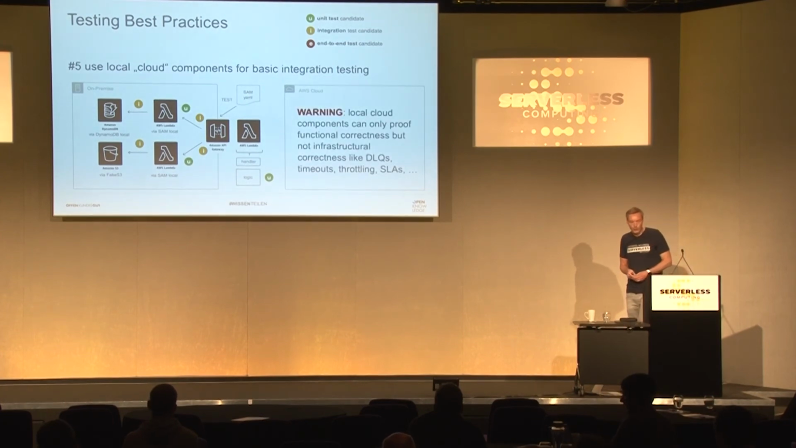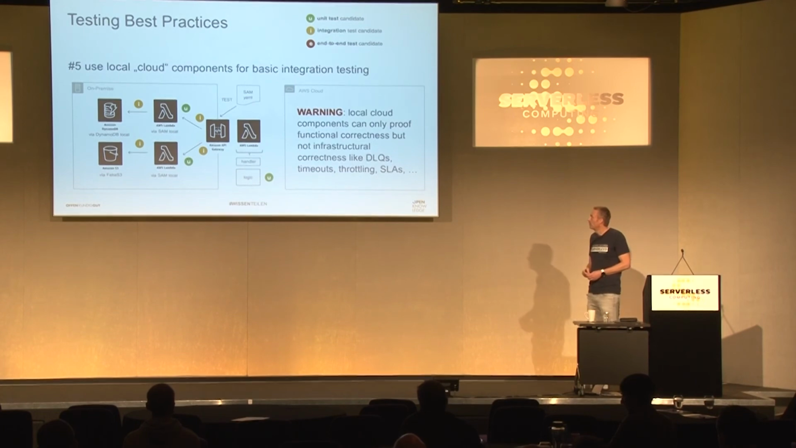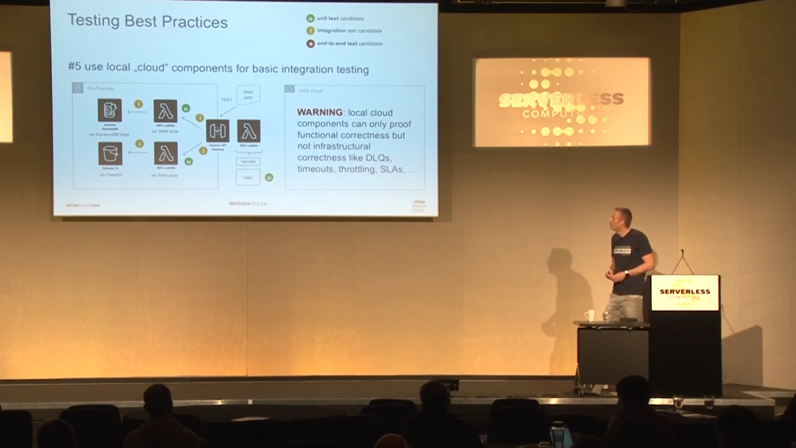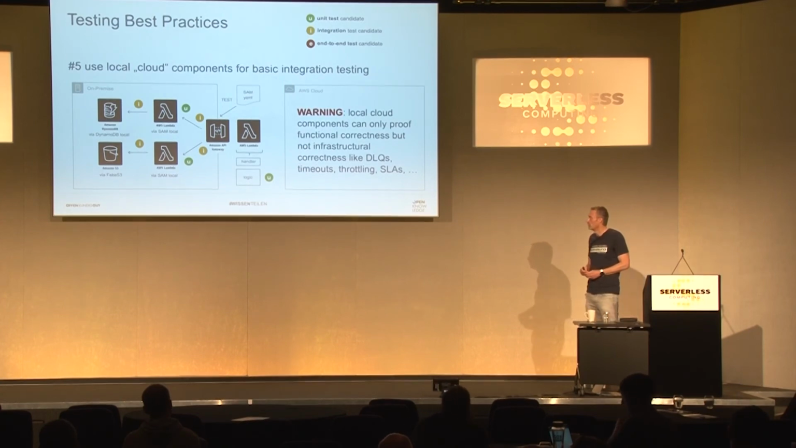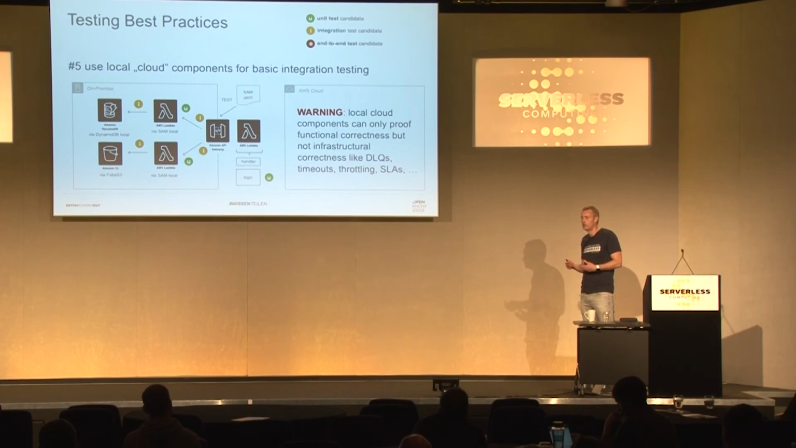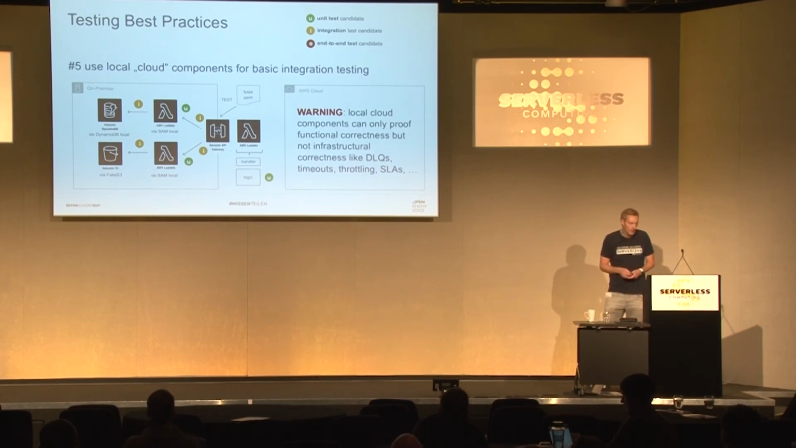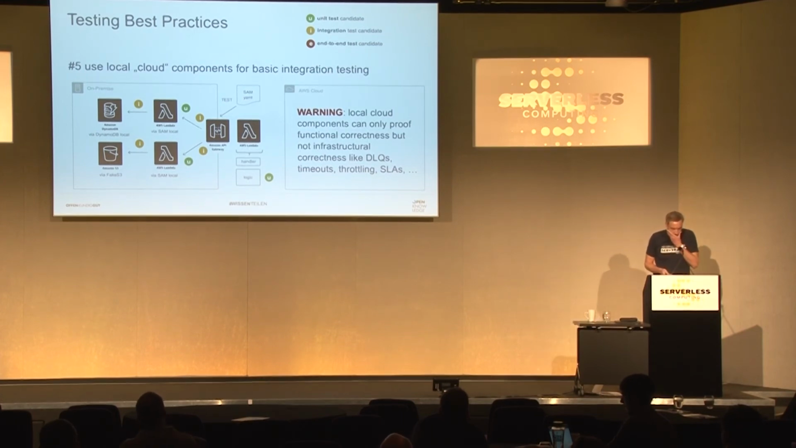And of course we can do this, but it's very important to understand that these local cloud components can only prove functional correctness, but not infrastructural correctness, like dead letter queue behavior, timeouts, throttling, and stuff like this. They do not behave like the real world. They behave in a functional way like the real world, but not in the infrastructural way.